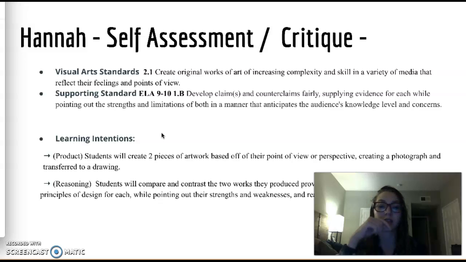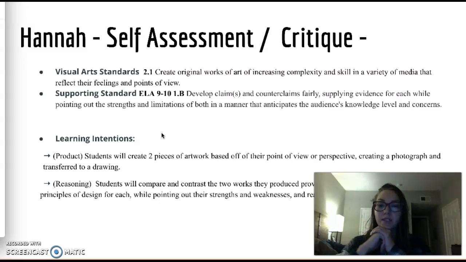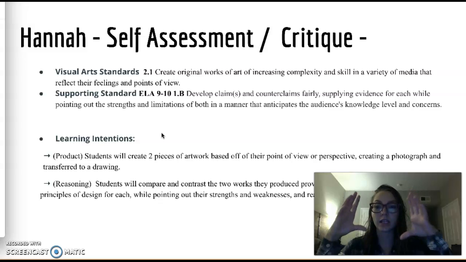So in this unit, the students will be creating two pieces of artwork, and this is in the learning intentions below, based off their point of view or perspective, creating a photograph first and transferring their knowledge and art to a drawing. This takes place outside of the classroom or within school grounds or in their environment and community as a whole. So students will be creating two pieces of artwork, first taking that photograph and then transferring it into a drawing.